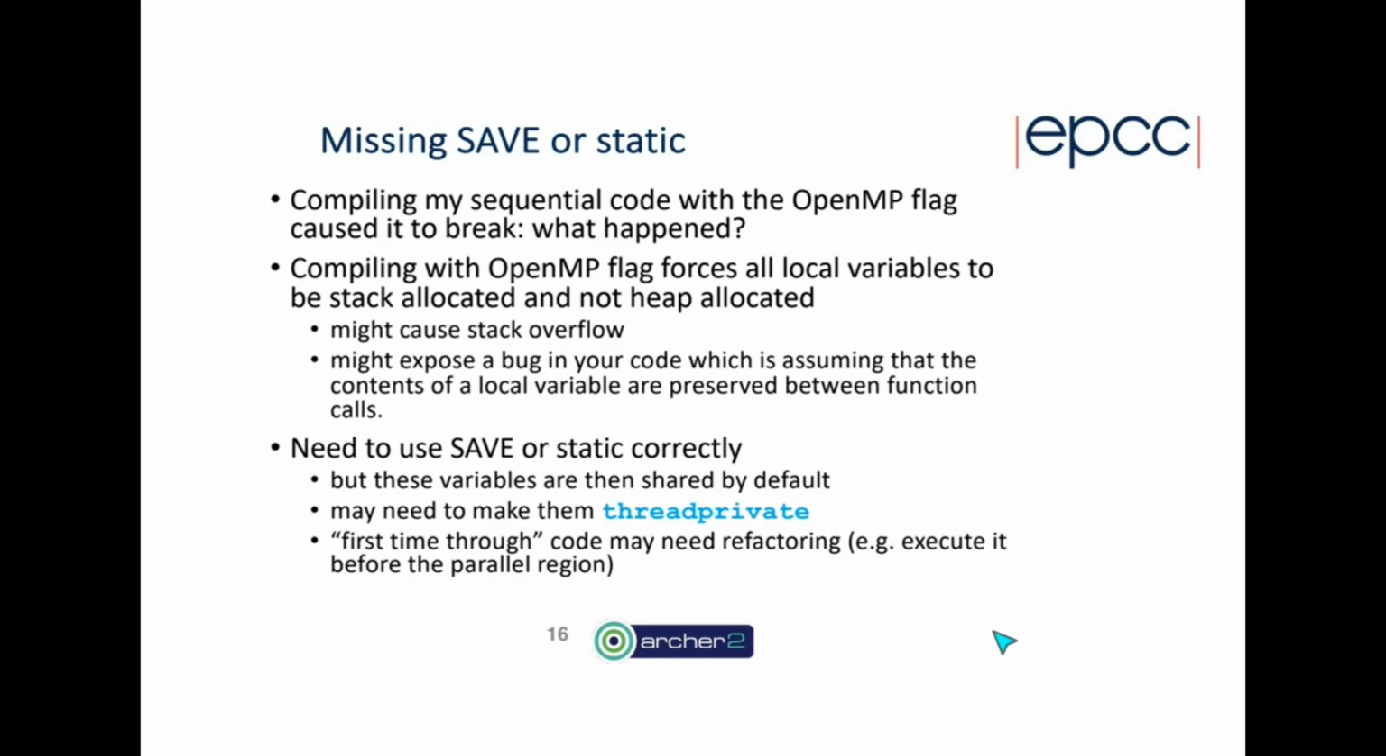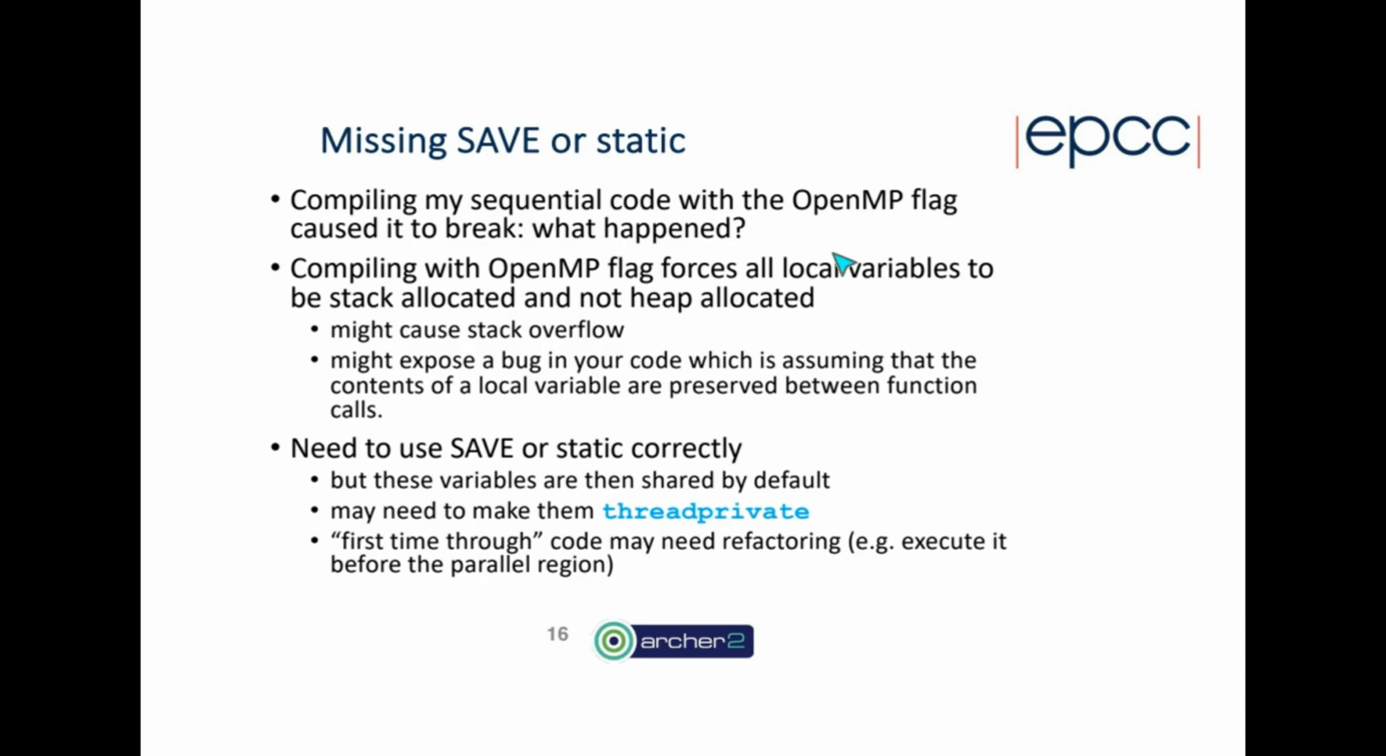Okay, so this is an interesting one. Sometimes what can happen is, if you take your sequential code, you do nothing to it, you don't add any OpenMP at all, you just change your build procedure to add the OpenMP flag to the compiler, and suddenly your code breaks. So it works fine if you compile it without OpenMP, and it's still a sequential code. You compile it with the OpenMP flag, and it dies somehow.